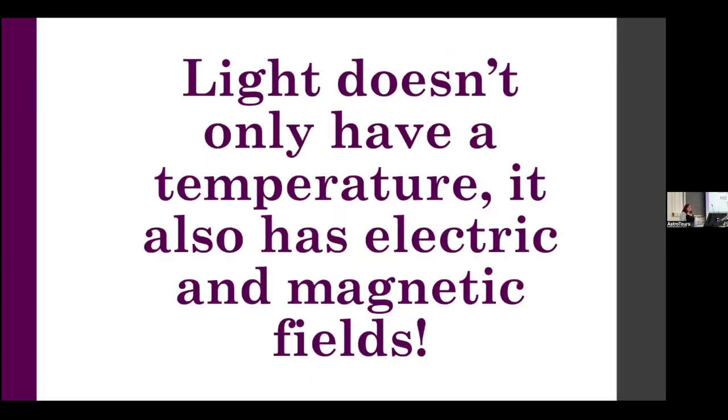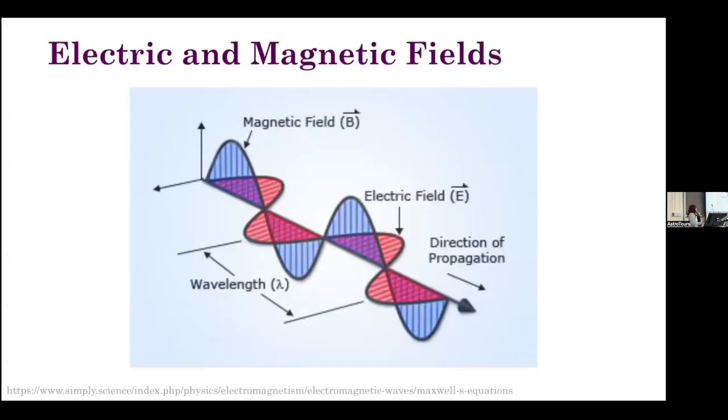But light doesn't only have temperature, it also has electric and magnetic fields. So if you have a light particle traveling, it has a magnetic field and electric field that have to be perpendicular, or 90 degrees apart. But they don't have to be up and down like this. As long as the magnetic and electric fields are 90 degrees apart, they can be oriented in any direction. That orientation is known as the polarization of your light.